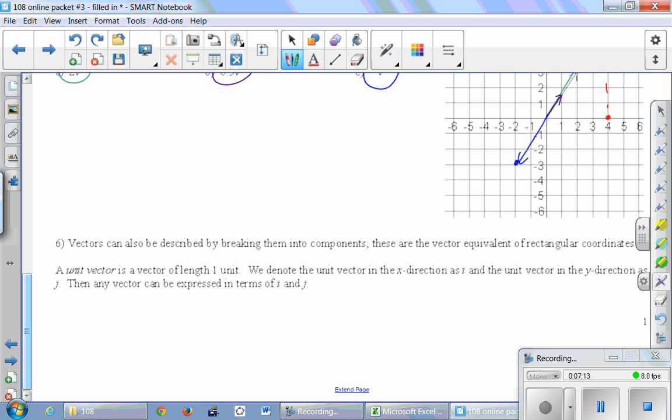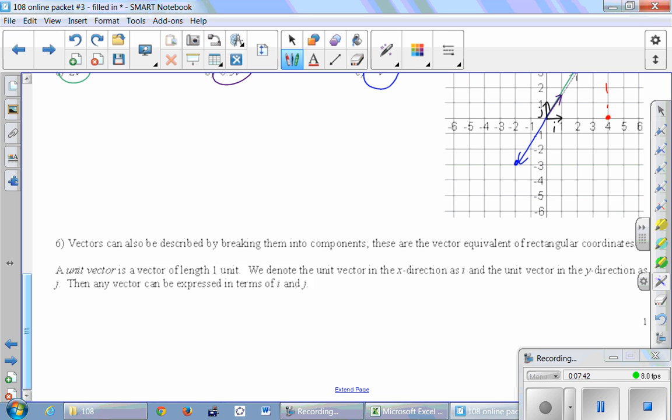A unit vector is a vector of length 1, kind of like a unit circle was a circle of radius 1. We denote the unit vector in the x direction as i, and the unit vector in the y direction as j. So for example, that right there is the vector i, and this vector right here is the vector j, just pointing in the positive x and y directions respectively, and having a length of 1. So those are our 2 unit vectors, and we call them i and j.